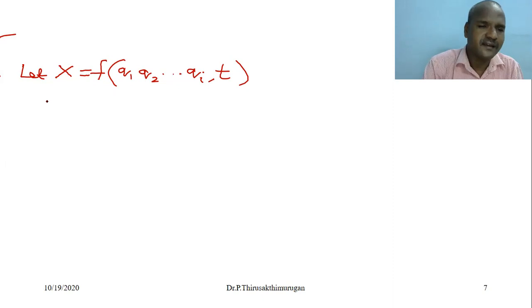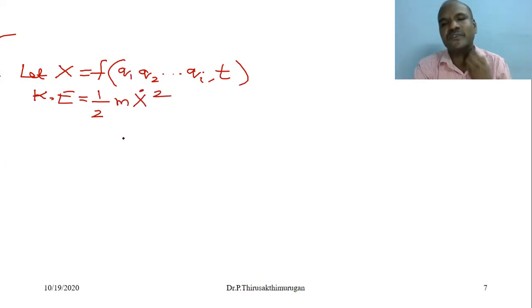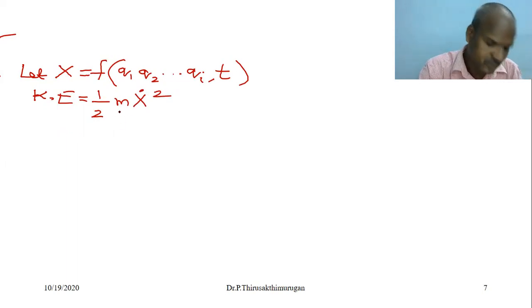So we know that kinetic energy equals half m v square. Instead of velocity, I am going to represent it as x dot square. X is the position vector. If you differentiate it, we will get the velocity, so x dot. This is the kinetic energy, so let us represent it as K.